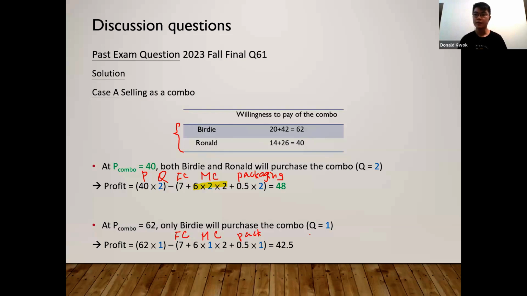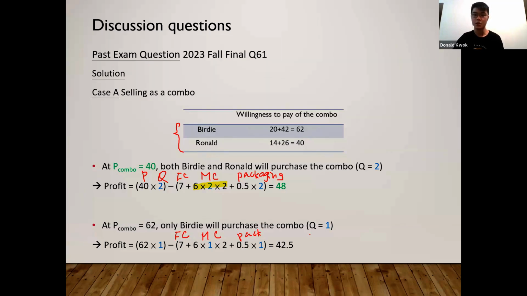So this means that if the Pizza Express shop is going to sell the goods in a combo, then the price should be at $40 to reap a profit of $48. So this is case A. And how about case B?